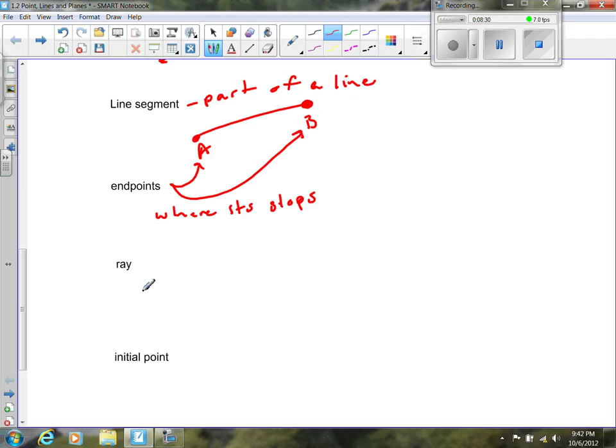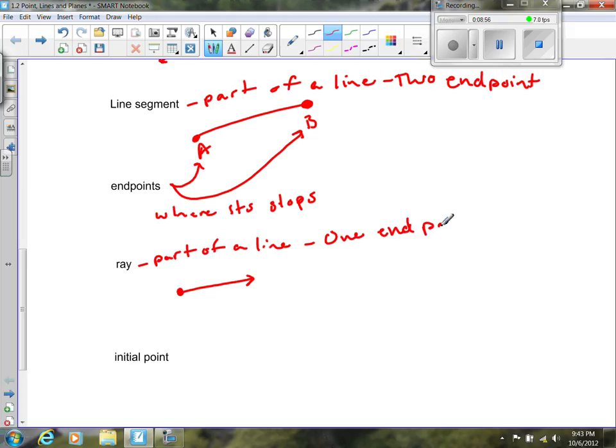A ray has one endpoint, a part of a line. So here it had 2 endpoints. A ray will only have 1 endpoint. Alright, so you want to think of a ray, where you often hear of a ray.